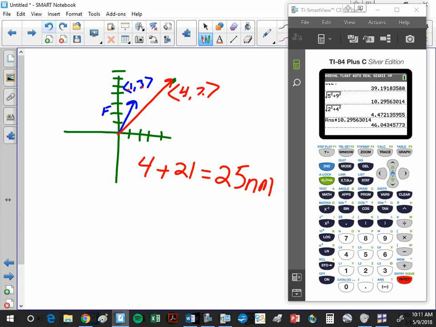Okay. That's it. And really, this is just the intro to dot products. There's a lot more that you'll learn later, but not in this class.